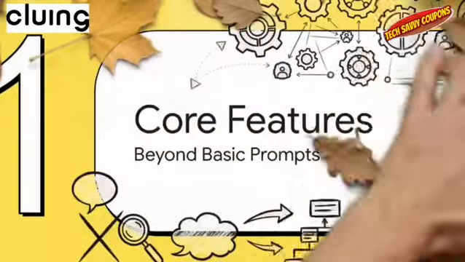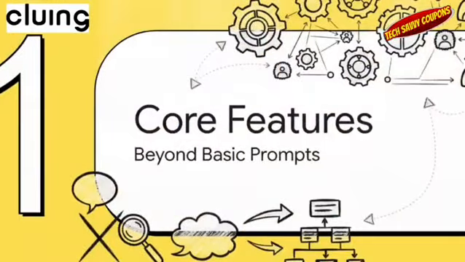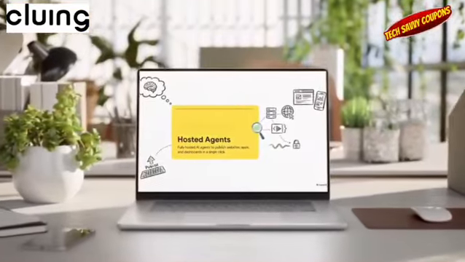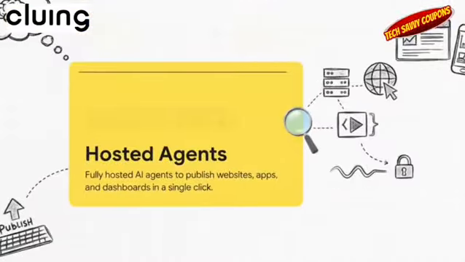Section 1. Core features beyond basic prompts. Okay, this is where the magic really happens: hosted agents. With Cluing.io, you aren't just sitting there writing prompts, you actually have fully hosted AI agents, like the powerhouse Claude code model, running directly on their native infrastructure.